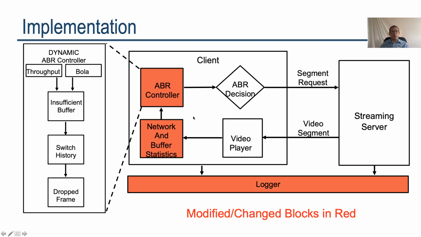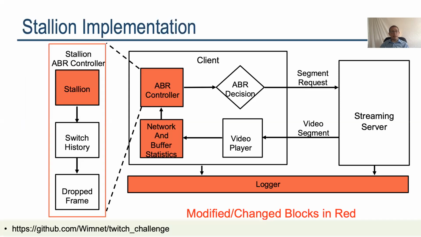This controller contains a dynamic ABR controller, which is a collection of ABR rules, including throughput rule, BOLA rule, insufficient buffer rule, switch history rule, and drop frame rule. The hybrid model dynamically chooses either BOLA or throughput rule depending on the buffer level. For Stallion, we replace BOLA, throughput rule, and insufficient buffer rule with our Stallion rule, which relies on the calculated sample standard deviation of both the throughput and latency for the sliding window. Stallion relies on the use of these measures to make a safe estimate for our bitrate selection.